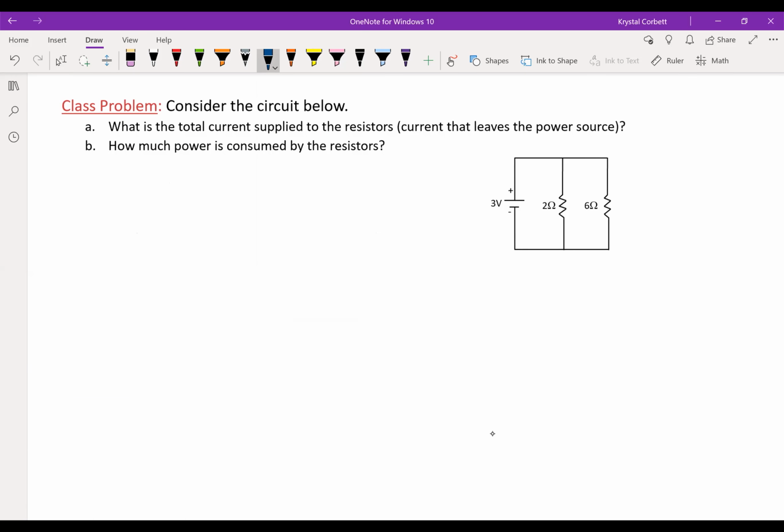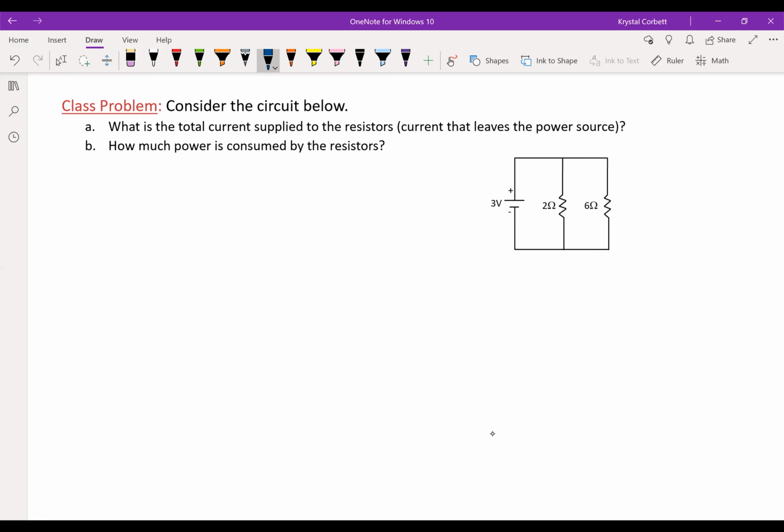Let's work a problem to understand how to combine these parallel resistors a little bit better and why you might need to combine them to find the equivalent resistance. This resistor circuit here has two resistors that are in parallel with one another. One is 2 ohms and one is 6 ohms, and it has a 3-volt power supply or power source. And we want to find the total current supplied by the resistors.